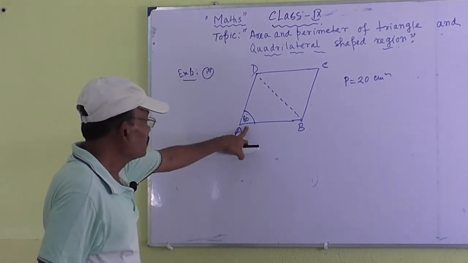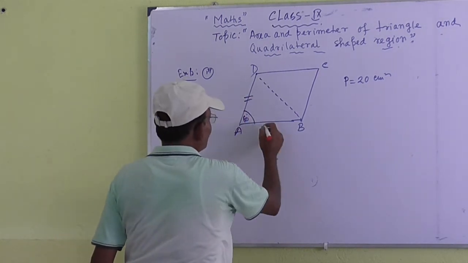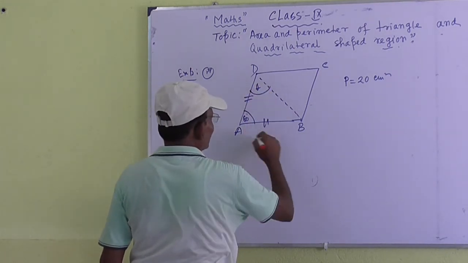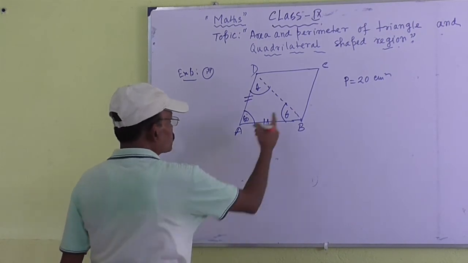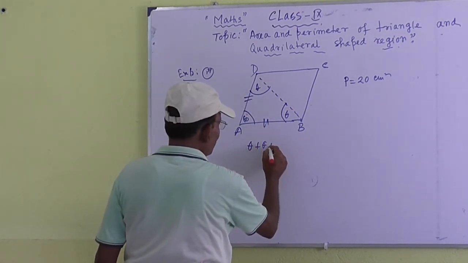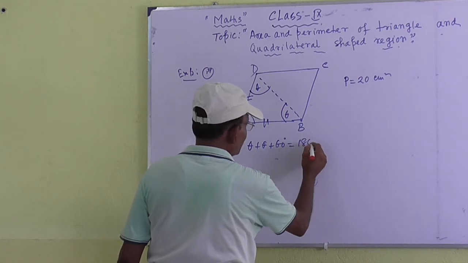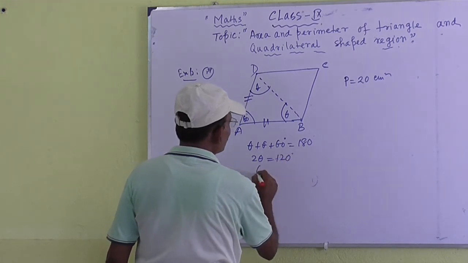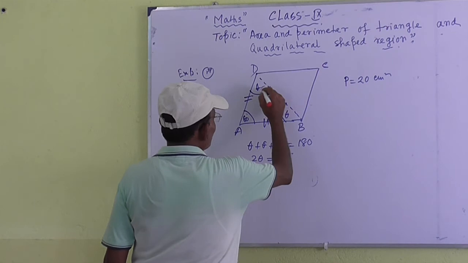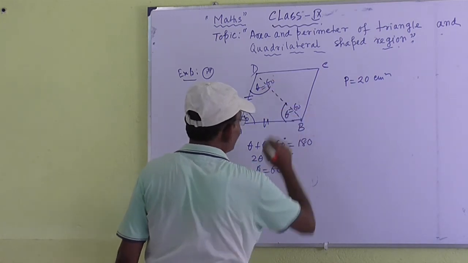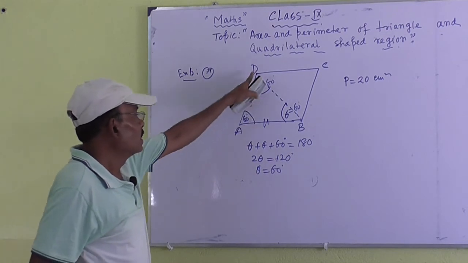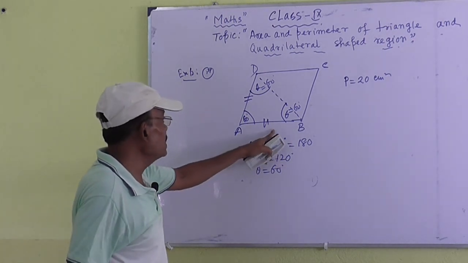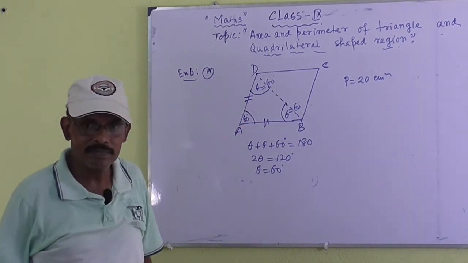Here this is 60, this side and this side are equal. So, let us take this angle theta and this theta. So, theta plus 60 degrees equal to 180 degrees. So, 2 theta equal to 120 degrees. So, theta equal to 60 degrees. So, this is 60 degrees and this is 60 degrees. So, triangle BDA is an equilateral triangle. 3 sides AB, AD and BD are the same.